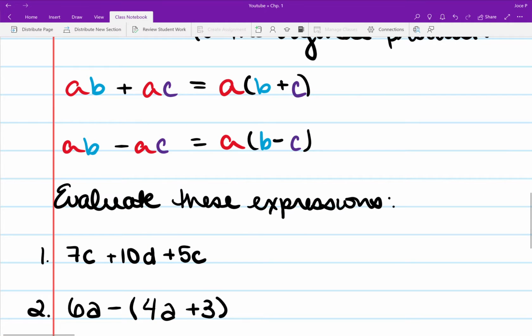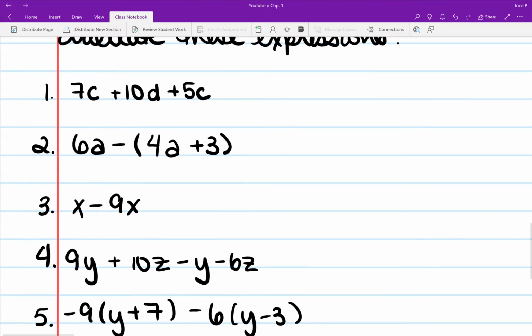So again, AB minus AC is equal to A times B minus C. Again, sums, differences, doesn't make a difference because a difference is just a sum with a negative number. Let's evaluate some of these expressions. Expressions, not equations, because they don't have an equal sign.